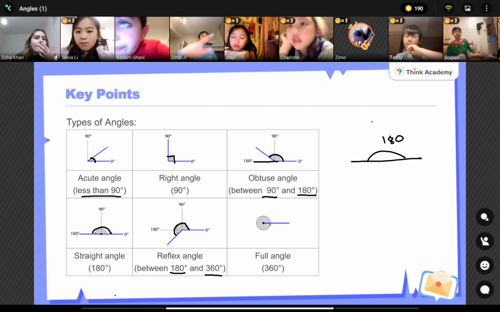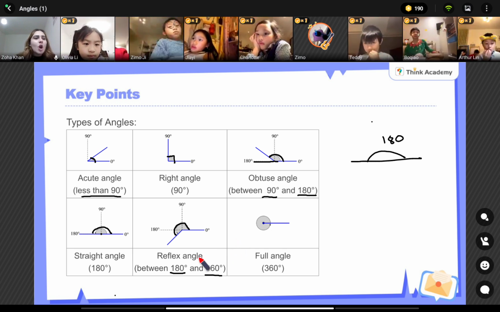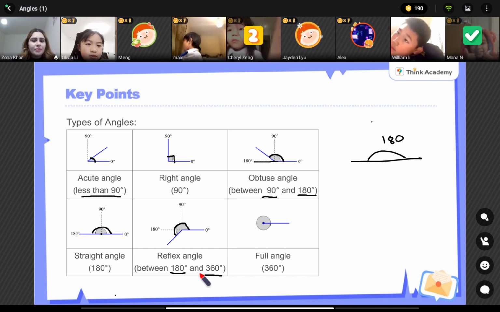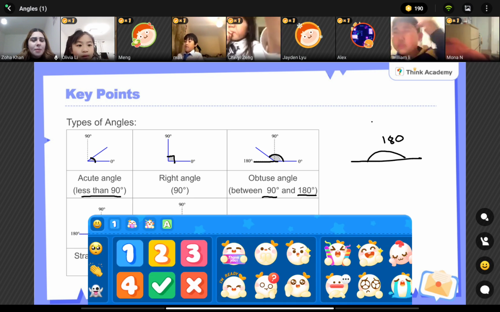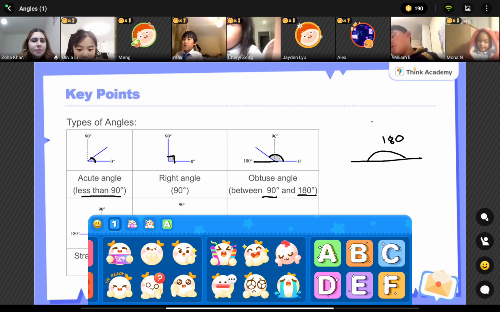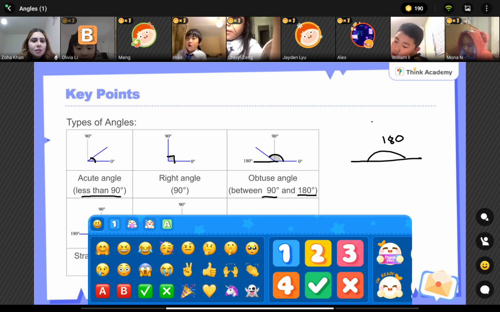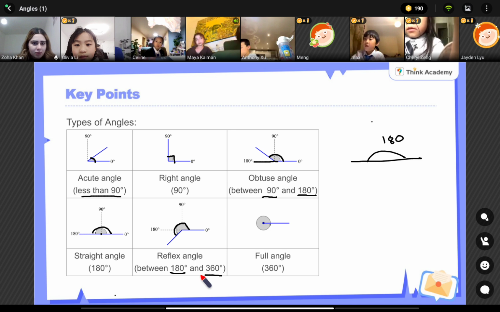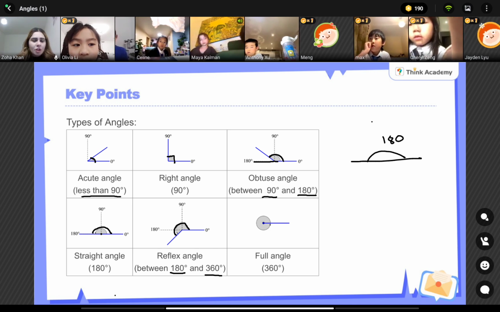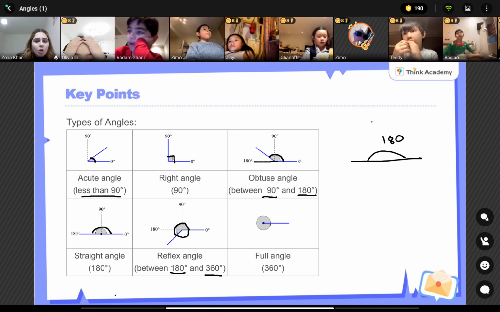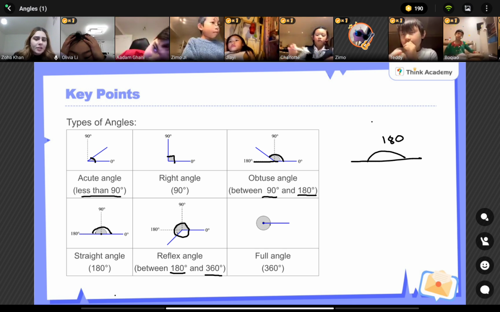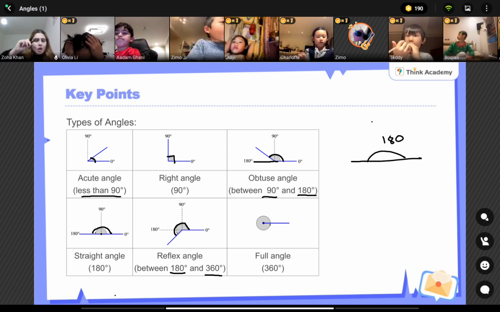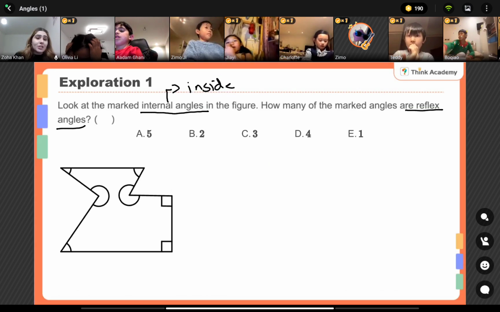So, Maya, lovely to have you in the class. Can you let me know what is a reflex angle? Yeah, Maya, can't hear you. It's between 180 and 360. Good, so it's a very big angle, but it's still not a full turn, right? So it's bigger than 180, but it's still not the whole full turn, because it's less than 360.